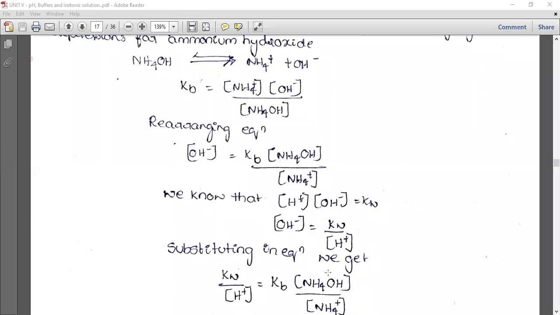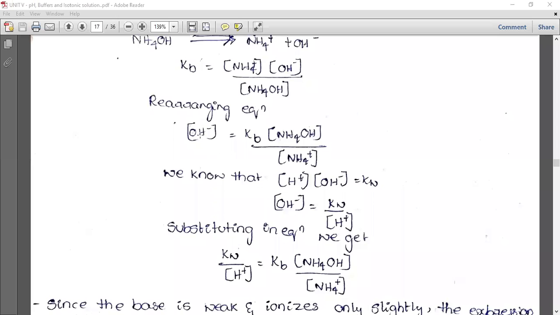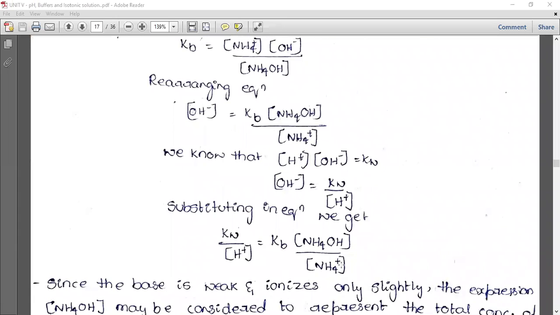So if we substitute this into this particular equation, we get Kw divided by H plus is equal to Kb into NH4OH divided by NH4 plus. That is, we are just replacing OH, using the term which we would have studied earlier, that is hydrogen ion into hydroxyl ion is equal to Kw. Therefore hydroxyl ion is equal to Kw divided by H plus. So instead of OH minus, in this equation we are substituting Kw by H plus. So Kw by H plus is equal to Kb into NH4OH divided by NH4 plus.